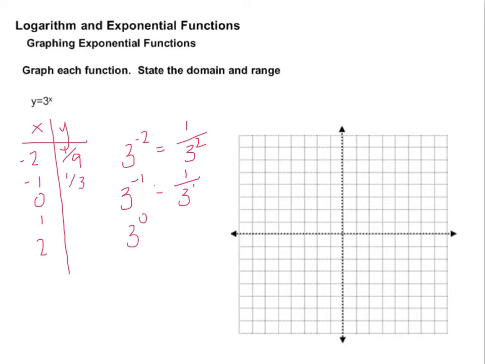When we plug in the 0, remember anything to the 0 always gives you 1, so that's just 1. When you plug in 1, 3 to the 1st power is 3. When you plug in 2, 3 to the 2nd power is 9. And now we're going to graph those.